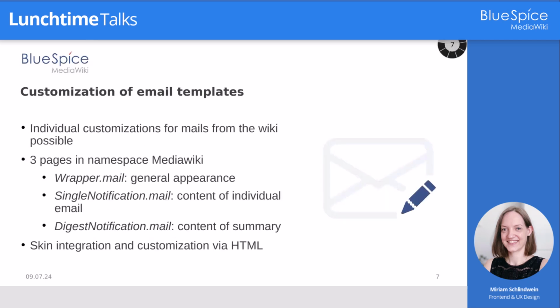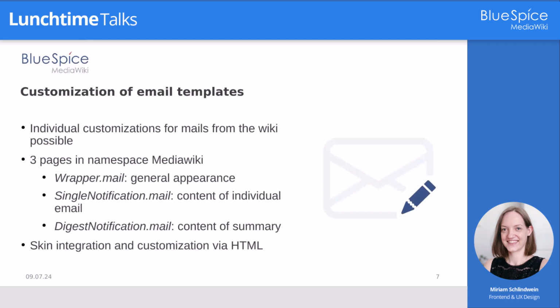Then we have the customization of email templates. So now you're able to customize your email templates directly in the wiki and match this to your styling. Therefore, we have 3 pages in the MediaWiki namespace. The first page is the wrapper.mail page. This is responsible for the general appearance and wraps the second and the third page into one email, because those contain the content of the email.